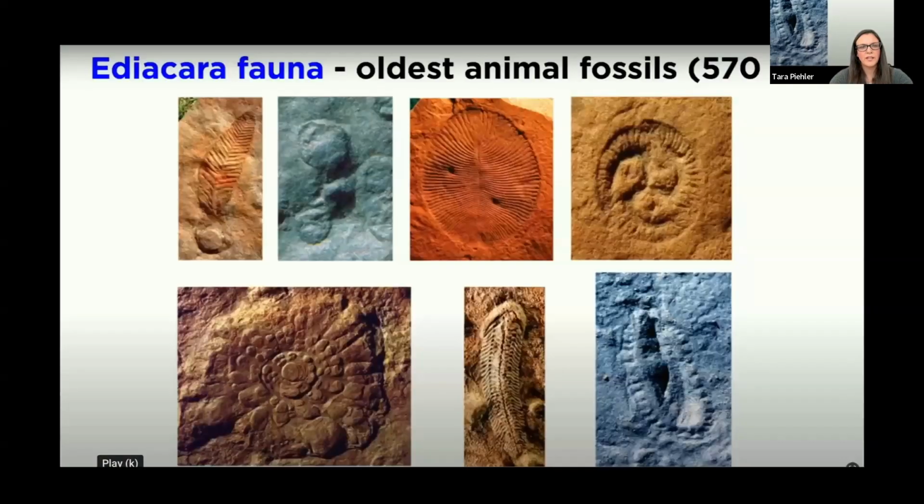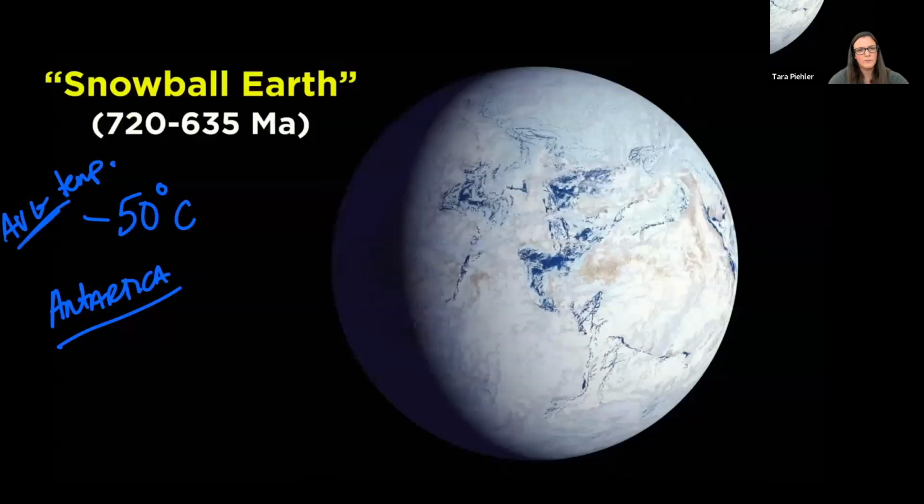Pretty cool. All right, so with multicellular life, now we have the oldest animal fossils, okay? They're not animals like we think of today. These are going to be a type of fauna. They sort of look like leaves, but these are actual animals, and they're the first multicellular animals. And here's all our fossils from them.